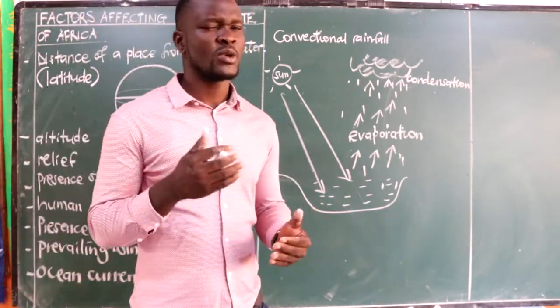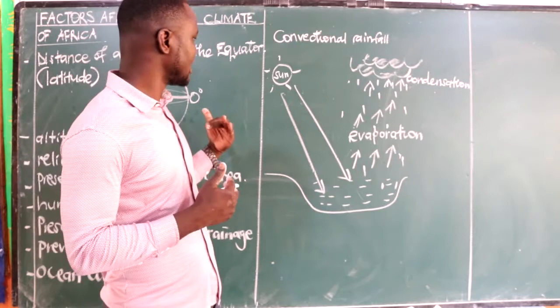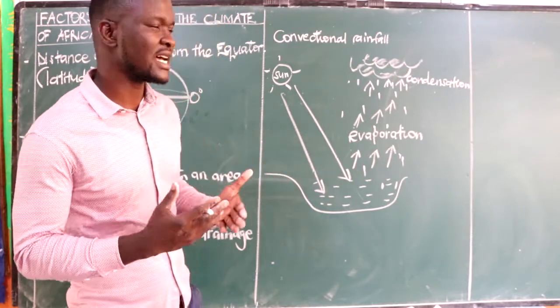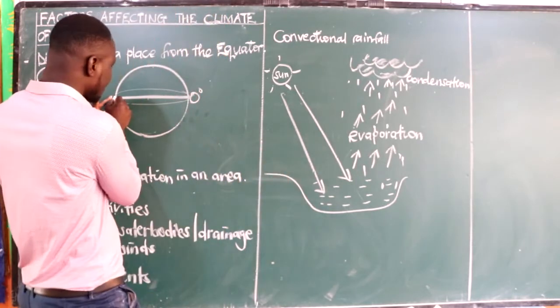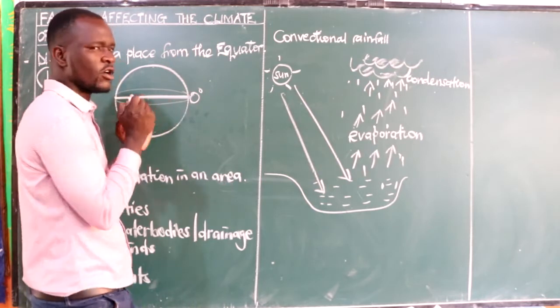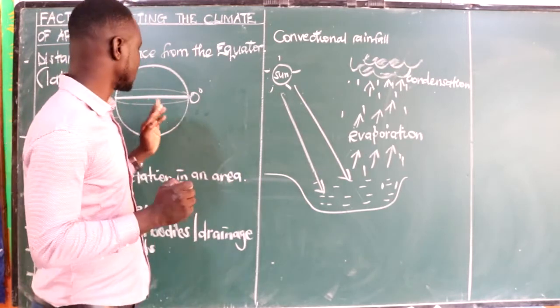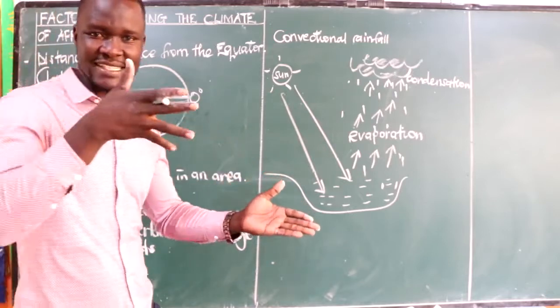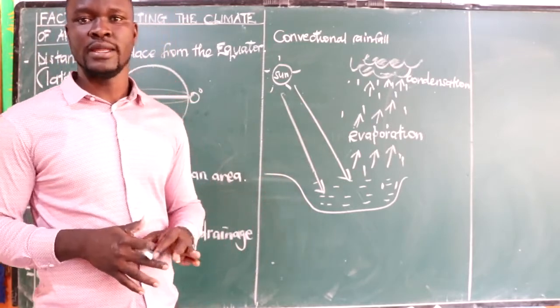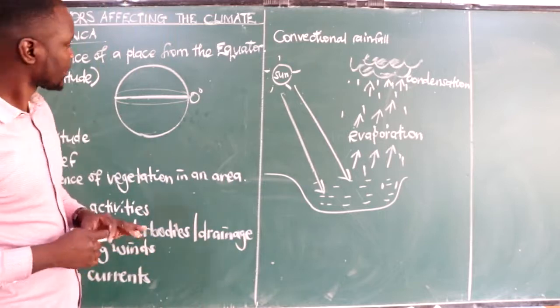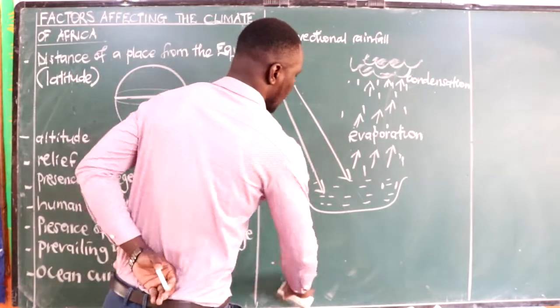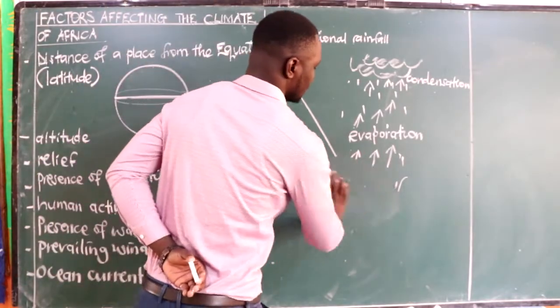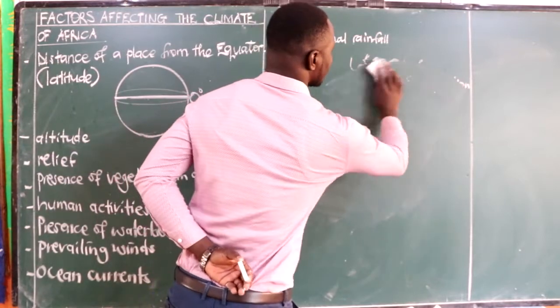We need also to have a clue on the other question that is always asked to us: why are areas along the equator ever hot? Why are these areas ever hot? I have said these areas receive direct sunlight. That's why they are ever hot. So that is how we have this affecting the climate.